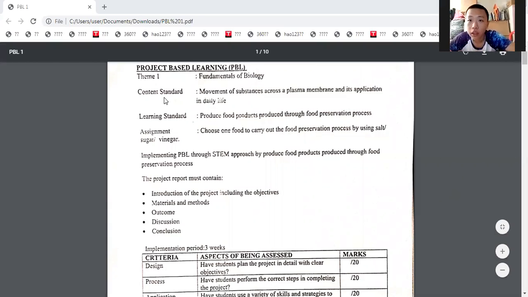Today, I'm going to present my biology project-based learning, PBL. The theme of this project is Fundamentals of Biology. Content standard is movement of substances across a plasma membrane and its application in daily life. Learning standard: produce food products through the food preservation process.